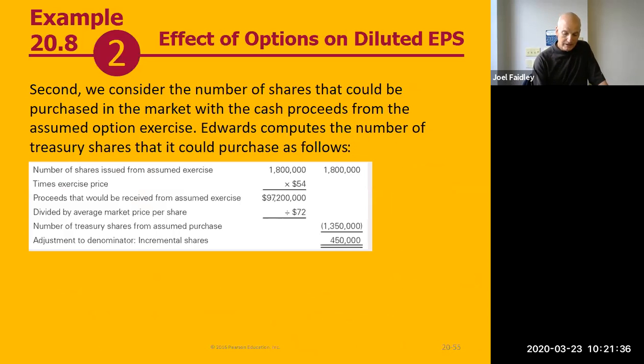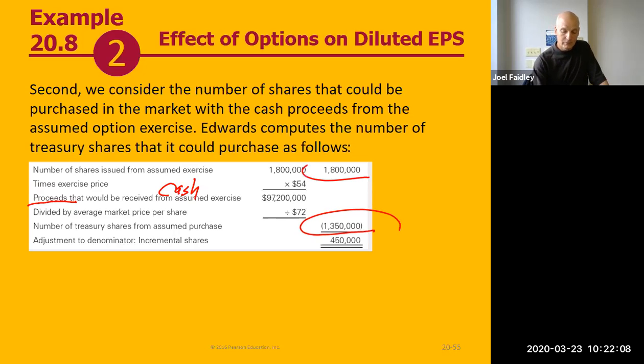You've got 1.8 million times $54. That's the cash coming in, the proceeds. That's the cash that would have come in: 97,200,000. And remember, when you're buying your own shares, this is why it's called the treasury stock method or the corporate buyback method. If I'm going to go out and buy this, I'm going to have to pay what everybody else does, $72 a share. So that says that I would have purchased 1,350,000 shares for these options.